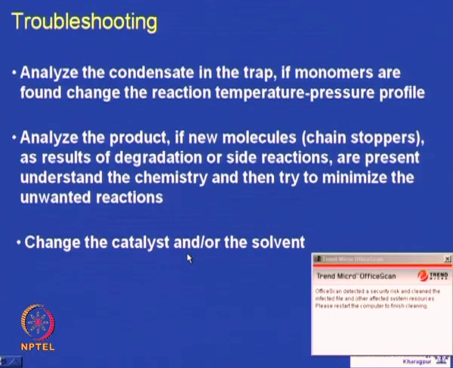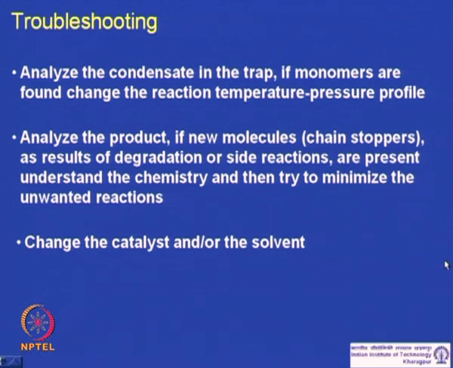The third thing you can do, as I was mentioning, is that you change the catalyst. Sometimes this catalyst, as I said, might accelerate the side reactions as well. And if you are doing this step polymerization reaction in a solution, then you can also try and change the solvent. So, these are the things you can try out if your reaction goes wrong, and of course, if nothing else works, you might have to consider changing your monomers altogether.